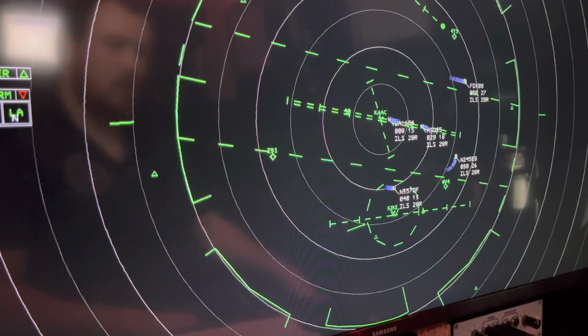88, turn right heading 190, descend and maintain 3000.